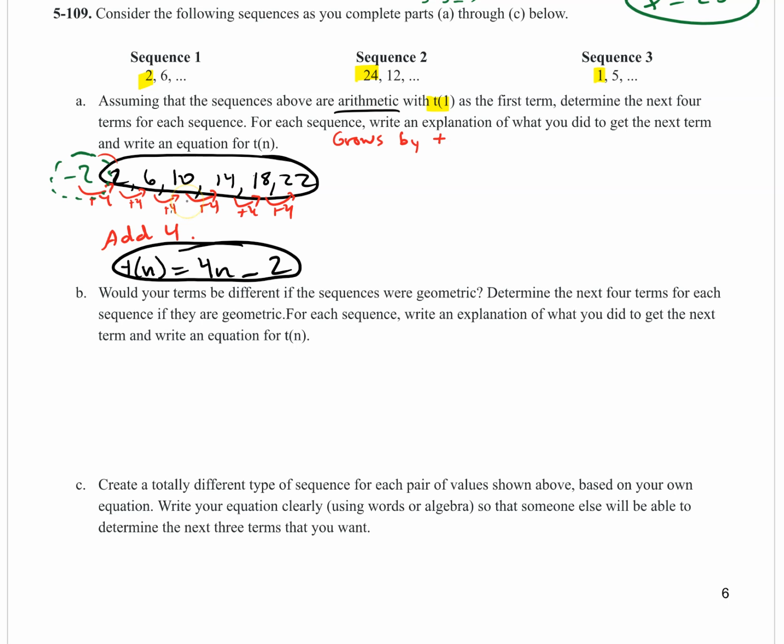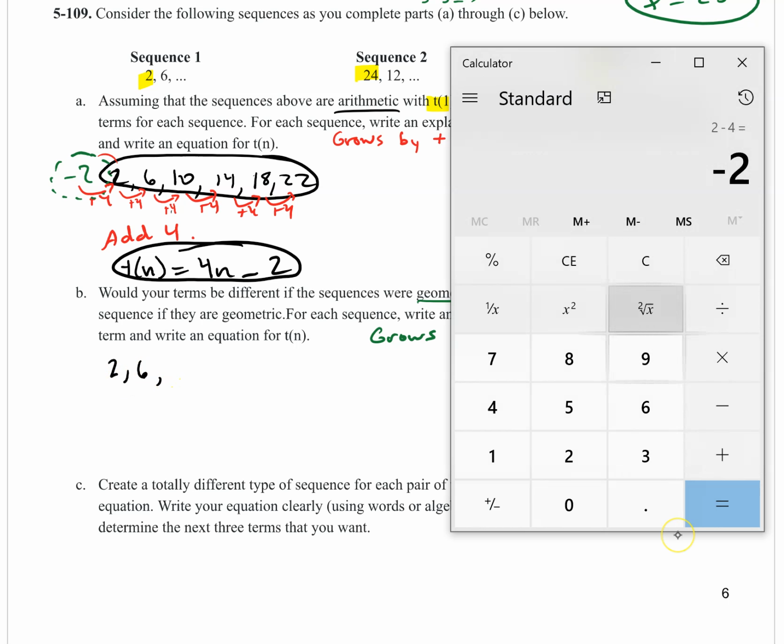Okay, part B. Now let's imagine that each sequence is geometric. That means it grows by multiplying. Determine the next 4 terms for each sequence if they're geometric, and then same situation. Explain and write an equation. Okay, if these are multiplying, the way you figure out what it's multiplying by is you take the second number and you divide it by the first number. That's 3.